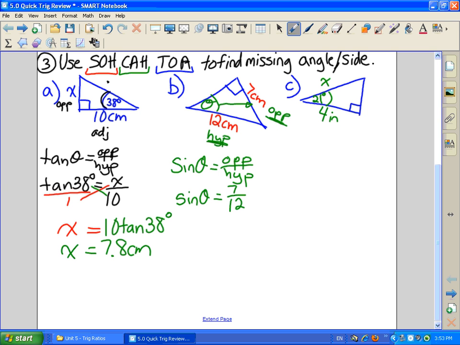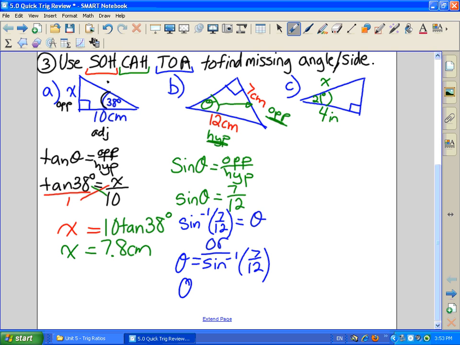Now this is just like the example above where we have to find the angle. So we have to remember to do the sine inverse of 7 over 12 equals theta, or you could do theta equals sine -1 of 7 over 12, it's up to you, whichever way you like to work. Theta equals 36 degrees, rounded to the nearest degree.